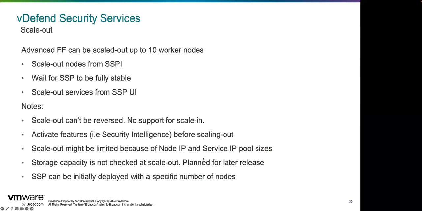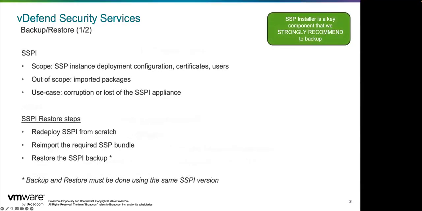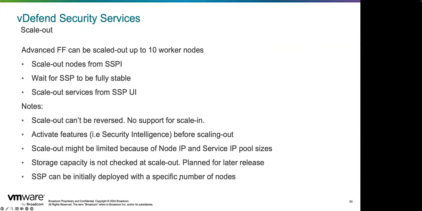Security services, again, we talked about scale out using the advanced form factor can be up to 10 worker nodes. Wait for SSP to fully be stable first and scale out services from the SSP UI. Scale out can't be reversed, so we only scale out. There is no scale in. Activate features like security intelligence before scaling out. Scale out might be limited because of node IP and service IP pool sizes. So again, don't use the minimums. Try to use the maximums. Those pool sizes aren't that big. Storage capacity is not checked at scale out, so that is planned for some later releases. So validate that you have enough storage for a scale out.